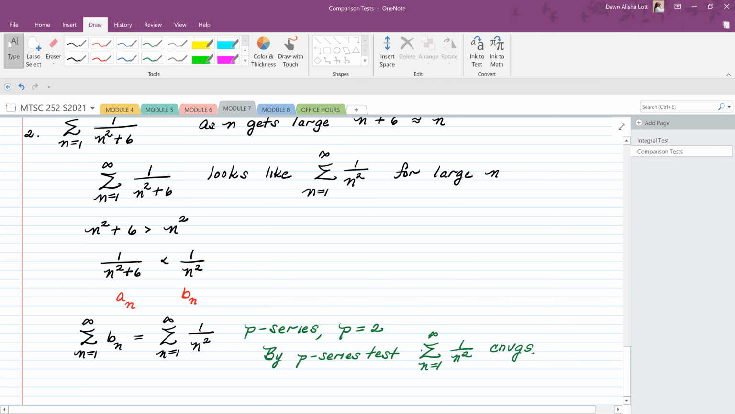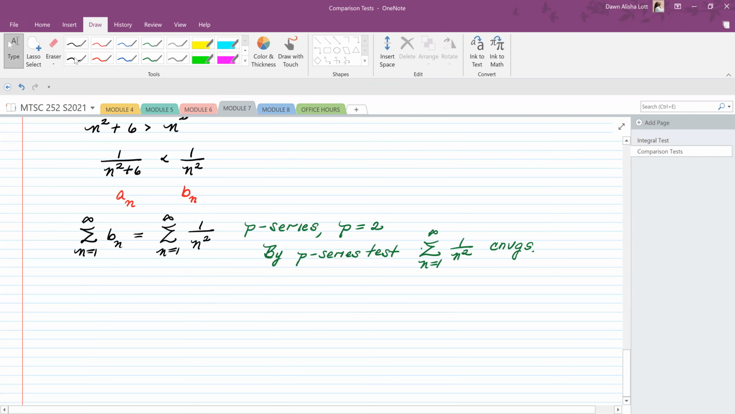Aha. Okay. So now the summation n equals 1 to infinity of 1 over n squared plus 6 is going to be less than the summation n equals 1 to infinity of 1 over n squared. Now this series converges. So therefore, it's going to imply that this series converges. All right, so if I'm larger than something that diverges, I diverge. If I'm smaller than something that converges, I will converge. Okay.